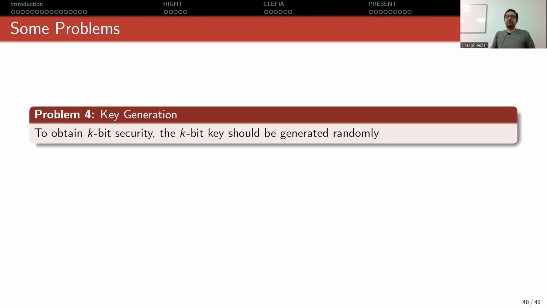Finally, key generation. This is the most important part. We say that to obtain k-bit security, the k-bit key should be generated randomly. So this means that you need to have a very nice random number generator. That way you can be sure that it is secure. Because if your random number generator is bad, for instance, maybe you are generating 128 bits, but the first 64 bits are always zero due to an implementation bug or somebody put a backdoor, okay? In that scenario, you only get 64 bits security, not 128.